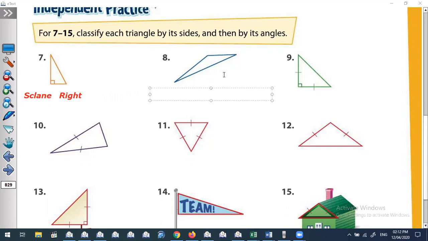The next one, number 8. We don't have any sides equal, so it will be scalene. What about the other type? According to angle, this angle is more than the right, so it will be obtuse. Obtuse. Here we have two sides equal. We have two dashes, so it will be isosceles.